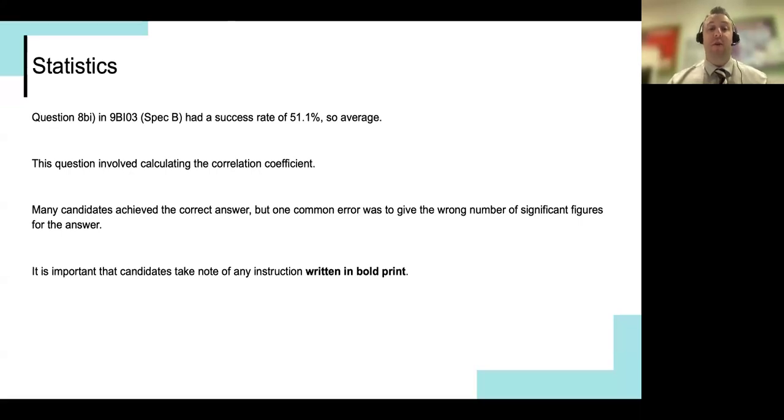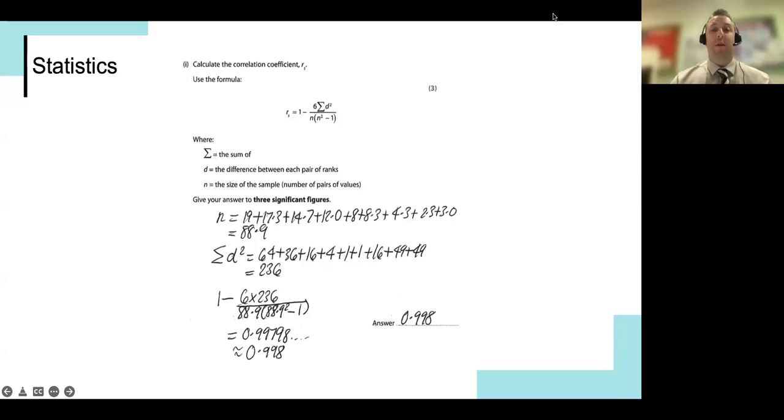Quite a good success rate, 51.1%. It involved calculating the correlation coefficient. I've just pointed out what I've said there now. You can see the last point there, two things that I've already mentioned actually that students did wrong. In this particular question, a common error was they gave the answer to the wrong number of significant figures, and therefore they didn't take instruction on the bold point that was put into the question. And that's why it is in bold, to draw the students' attention to it.